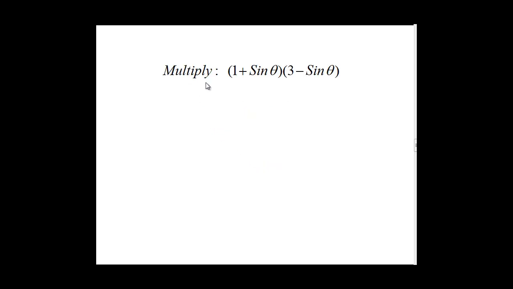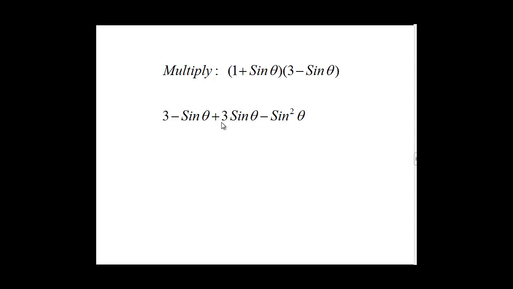Okay, suppose you want to multiply trig functions, in this case two binomials. You'll have to multiply just like you did algebraically. You take the first term times the first term: 1 times 3 makes 3. Then 1 times a minus sine, sine times 3, and sine times minus sine. That's 3 minus sine plus 3 sine minus sine squared.